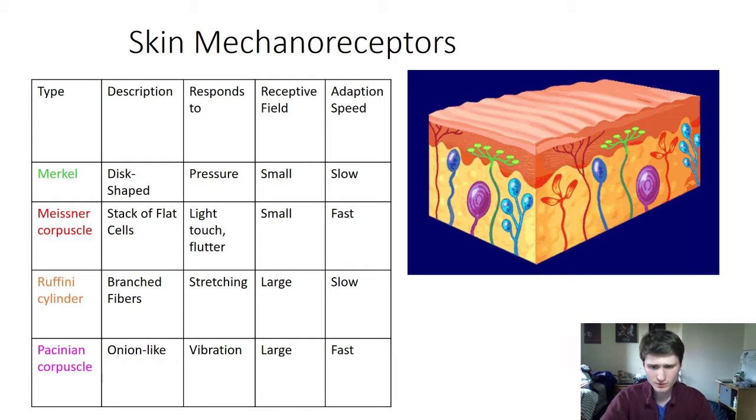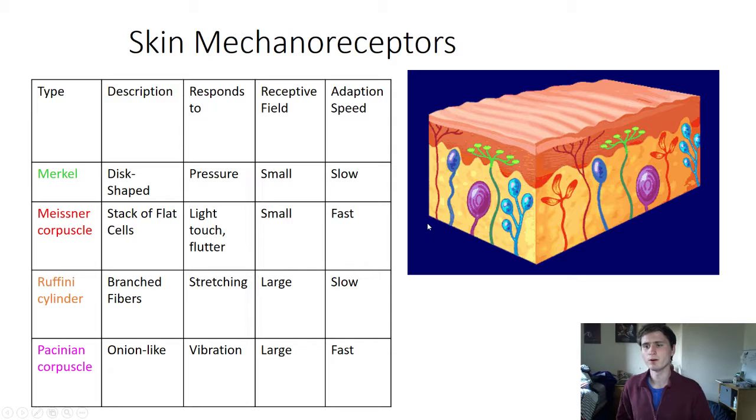So you've got four things that you need to know about mechanoreceptors, and there's four mechanoreceptors. There's the Merkel, which is disc-shaped. Here you can see the Merkel. It responds to pressure. Its receptive field is small, and its adaptation speed is slow.